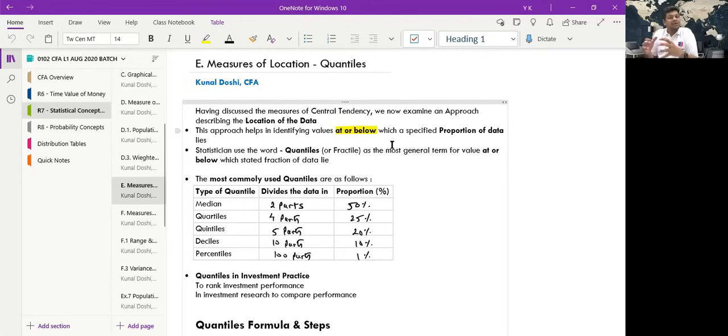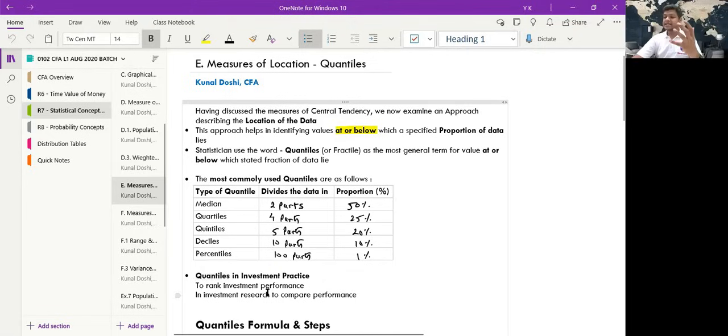So basically, percentile is the most flexible. You can say percentile for anything. When you say 10th percentile, it becomes 1 decile. When you say 20th percentile, it becomes 1 quintile. When you say 25th percentile, it becomes 1 quartile, and so on. So most of the data is generally referred to in terms of percentile, because a percentile can be converted into any other form of quantile.